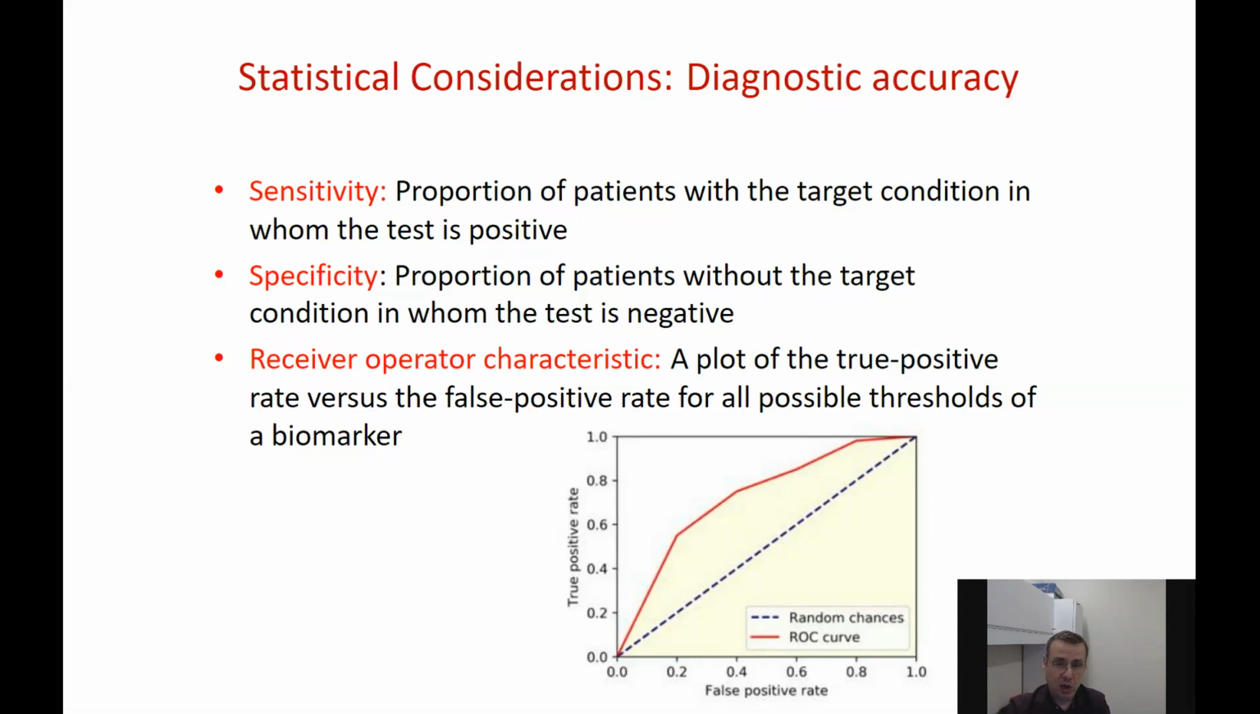And the area under that ROC curve is a very commonly used measure of the utility of a biomarker, and it is a number that ranges from 0.5 to 1, with 0.5 demonstrating no diagnostic capability and 1 being the ideal, associated with the ideal diagnostic discrimination.